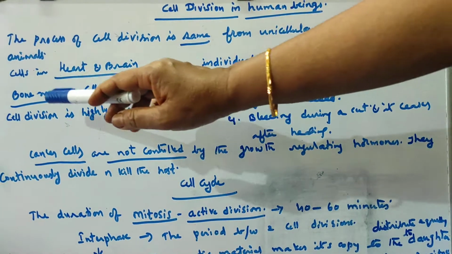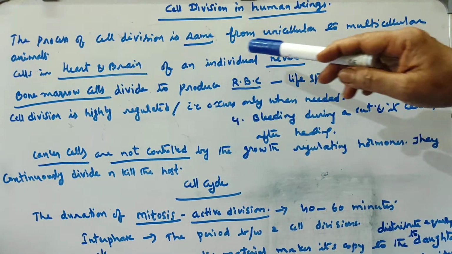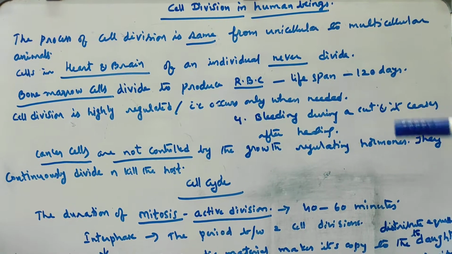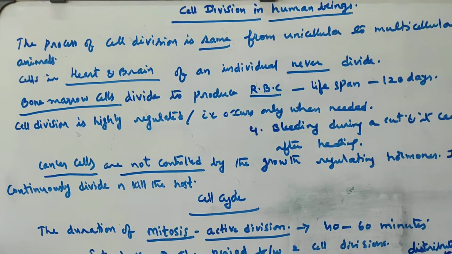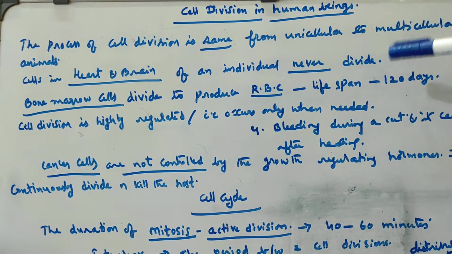The next one is, cells in the heart and brain of an individual never divide. Remember, this is an important point. Cells of the heart and brain never divide, so they don't undergo any division.